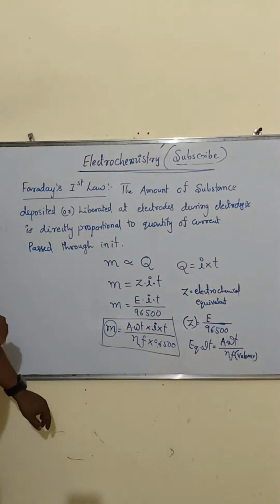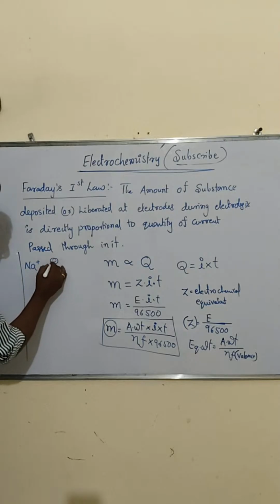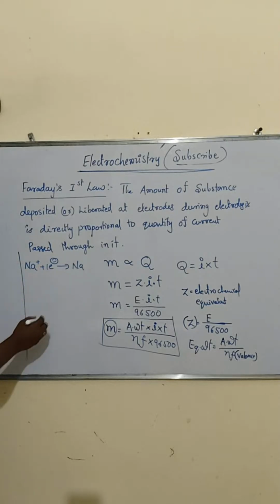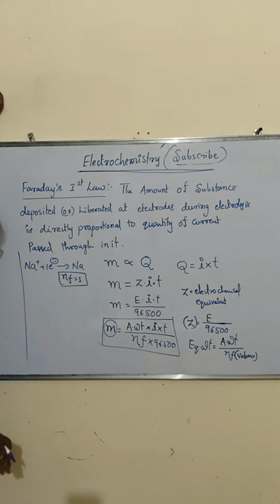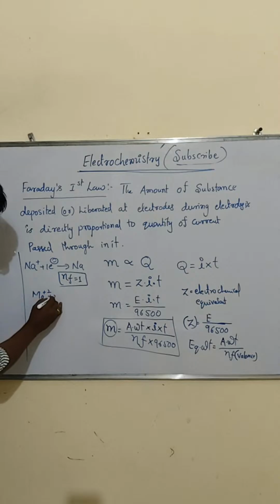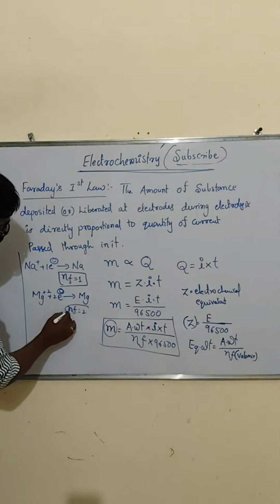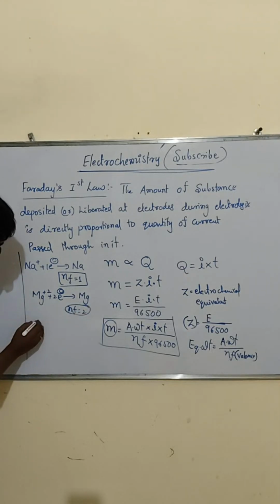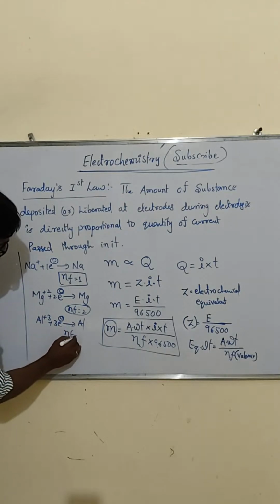Some members have a doubt, what is the valency of substances? In case of sodium, Na plus takes 1 electron, then sodium will be deposited. What is the n factor for this? N factor equals 1. How many electrons are gained by that particular atom, that we call the n factor. In case Mg plus 2 is there, by taking 2 electrons, magnesium metal will be formed. So the n factor is 2. Then in case of aluminum plus 3, by taking 3 electrons, aluminum will be deposited. So n factor is equal to 3.